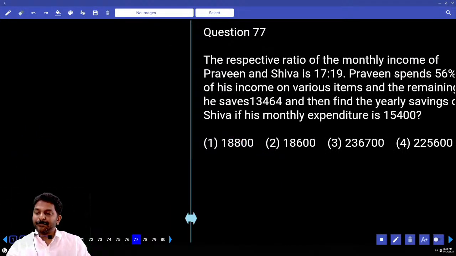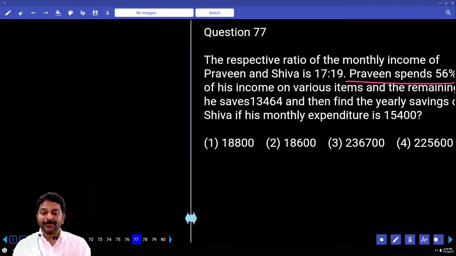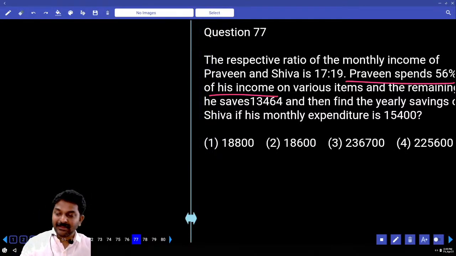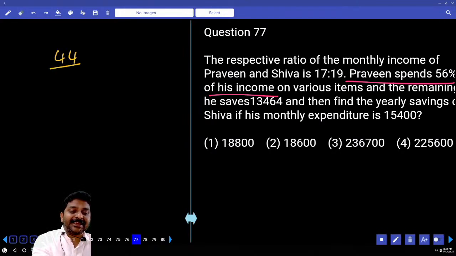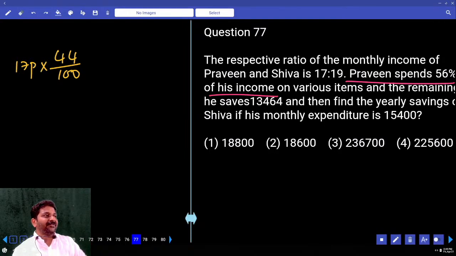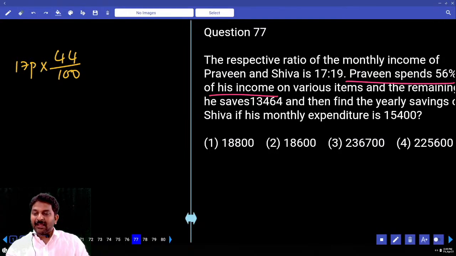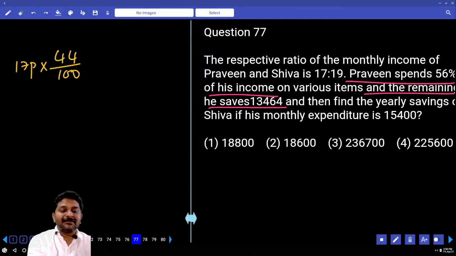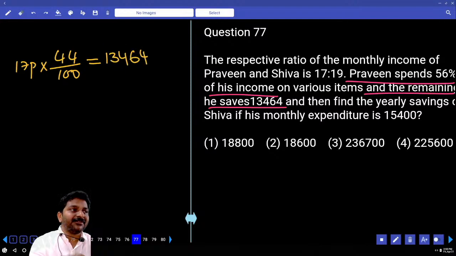Now, Praveen spends 56% of his income. Spendings in the sense expenditure only. 56% is over. How much is remaining? 44%, calculated on Praveen's income only. How much was his income? 17 parts. Among 17 parts only 44% is remaining. Agreed? And the remaining is savings. Remaining is 44% only, which is equal to 13,464. From this, if I want one part value, I need to take 17 and then 44 by 100 to the right hand side.